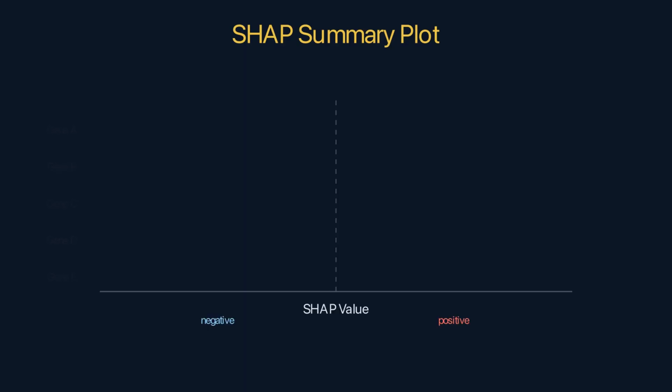For any single prediction, the sum of all SHAP values equals the prediction minus the baseline average. This additive property makes SHAP values interpretable and consistent. SHAP summary plot displays feature importance and direction for all predictions simultaneously. Each row is a feature. Each dot is one patient.